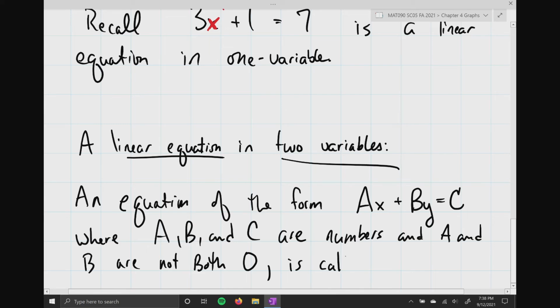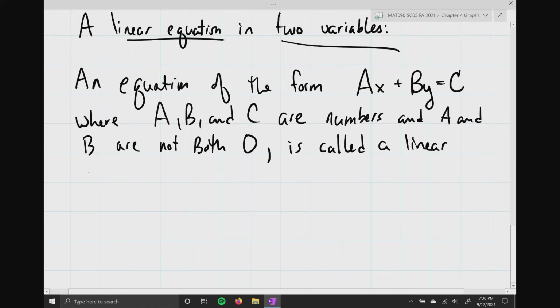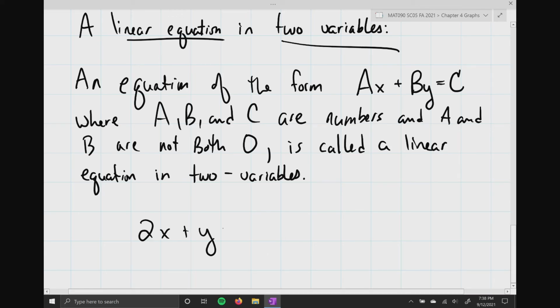Is called a linear equation in two variables. All right? The easiest one I can give you is just this one. How about 2x plus y equals 5? That is an example of a linear equation in two variables.